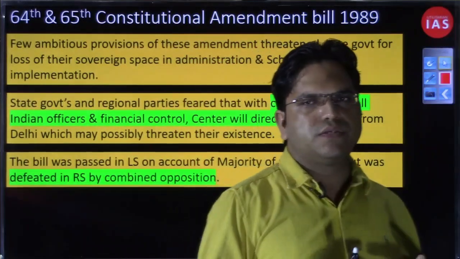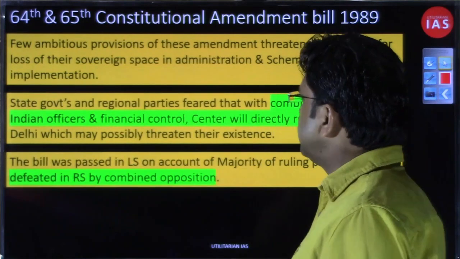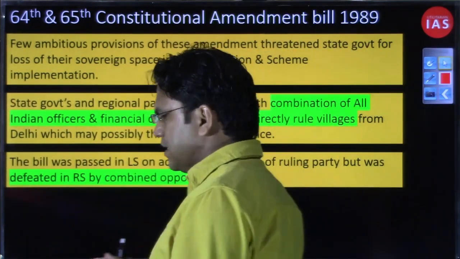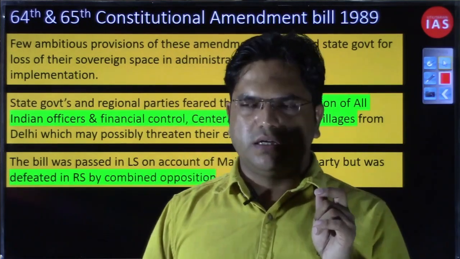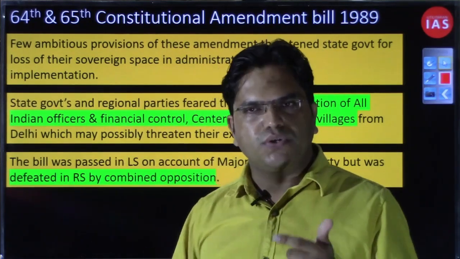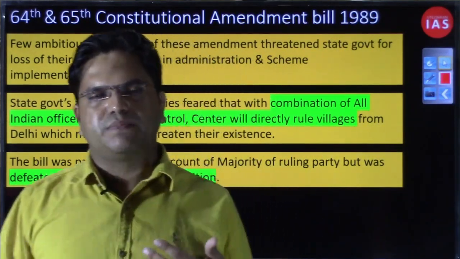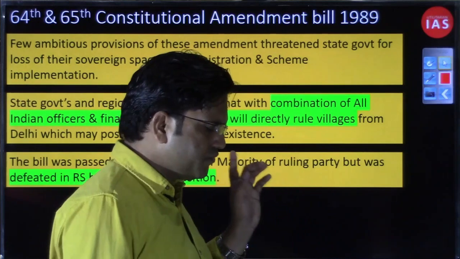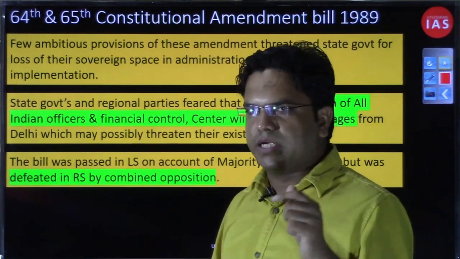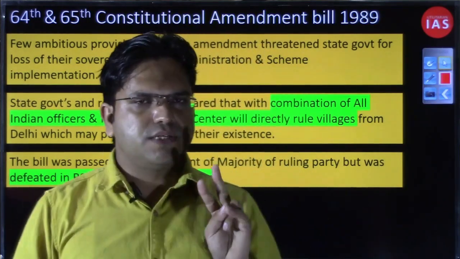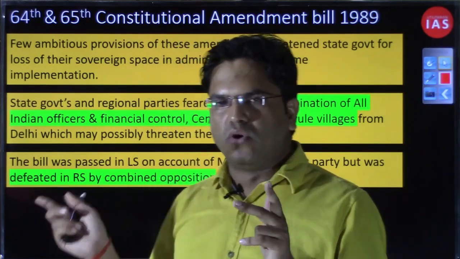So these regional parties, which were still in an infancy stage, still in a nascent stage, were feeling threatened that the center would have a primary role using this muscle power, using the financial power, because the center was going to fund the Panchayati Raj institutions primarily. States were also expected to contribute, but primarily the center was going to fund. So using this financial clout, center plus DM, the combined financial power of the center and the role of the DM.